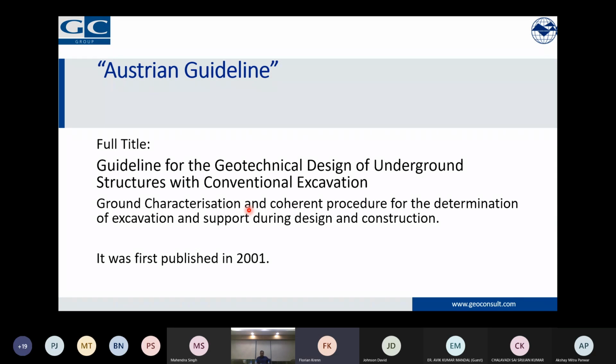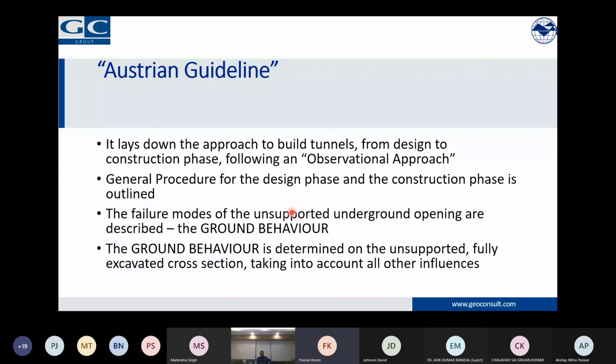So that is the objective of this guideline: to provide procedures so that if two people are studying the same tunnel, they come to more or less the same conclusions. And it lays down the approach to build tunnels from the design to the construction phase, and it's an observational approach. Basically, it means whatever is being assumed in the design phase has to be proven or cross-checked in the construction phase. So the general procedures for these two phases are outlined.